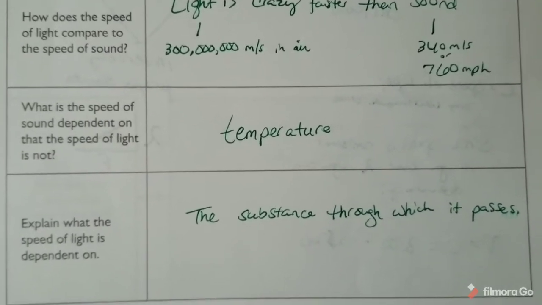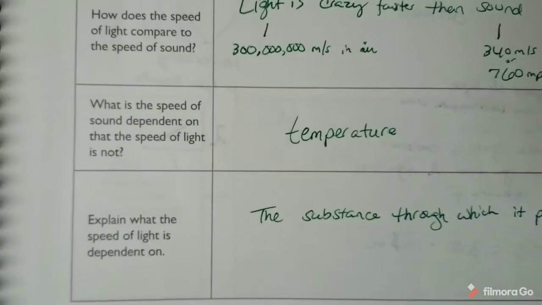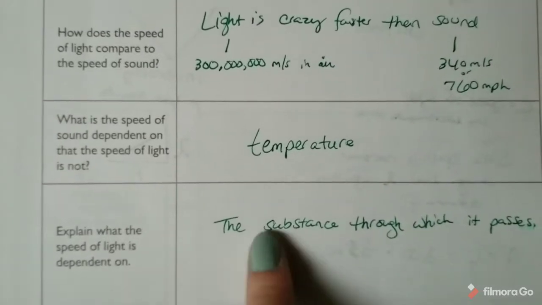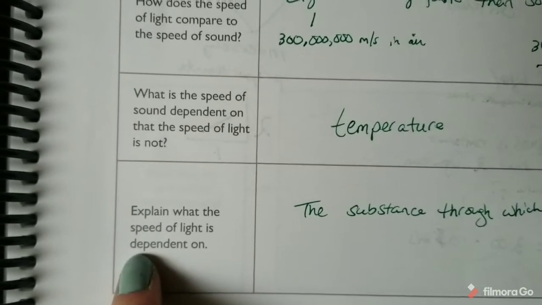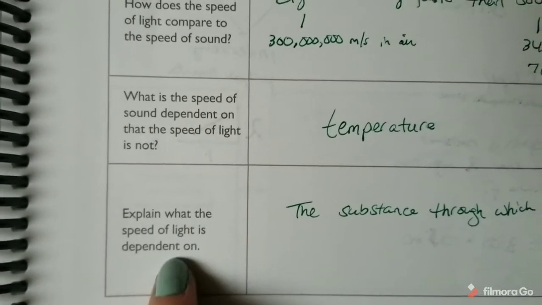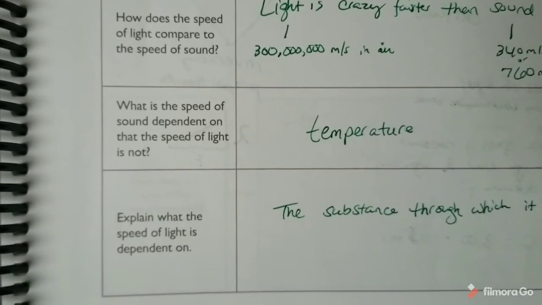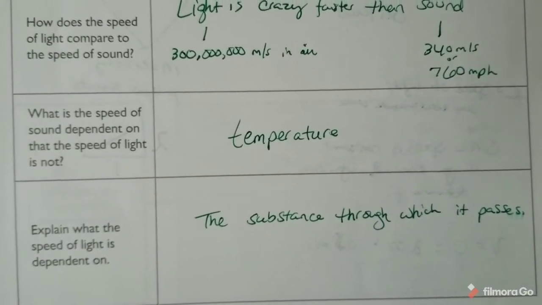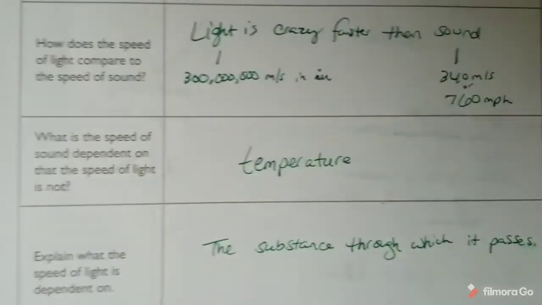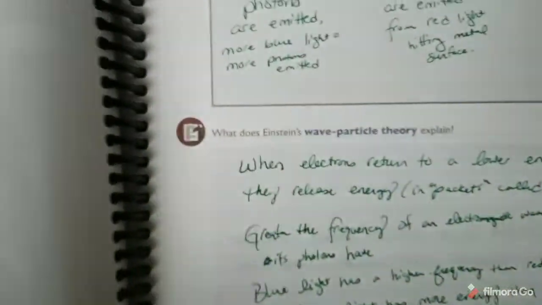It must be true. All right, the substance through which it passes. What is the answer? That's the answer. This is like Jeopardy. The substance through which it passes, and you say, what is the speed of light dependent on? That's the question. The speed of light is dependent on the substance through which it passes. All right, so that could be air. That could be a lot of things, right?